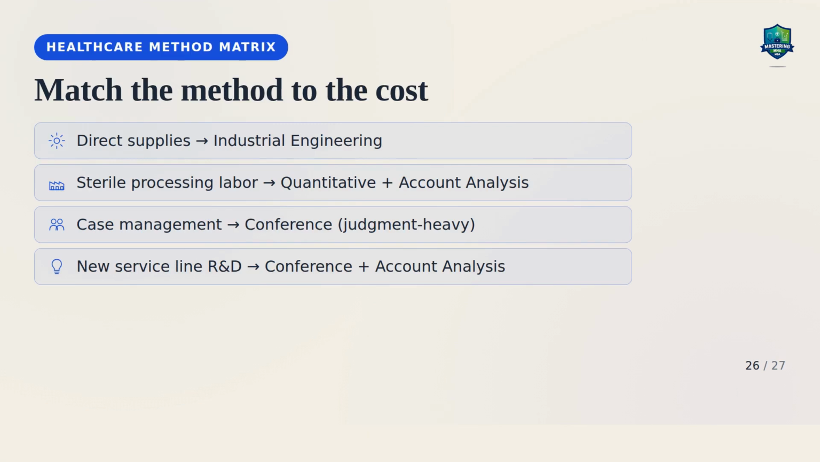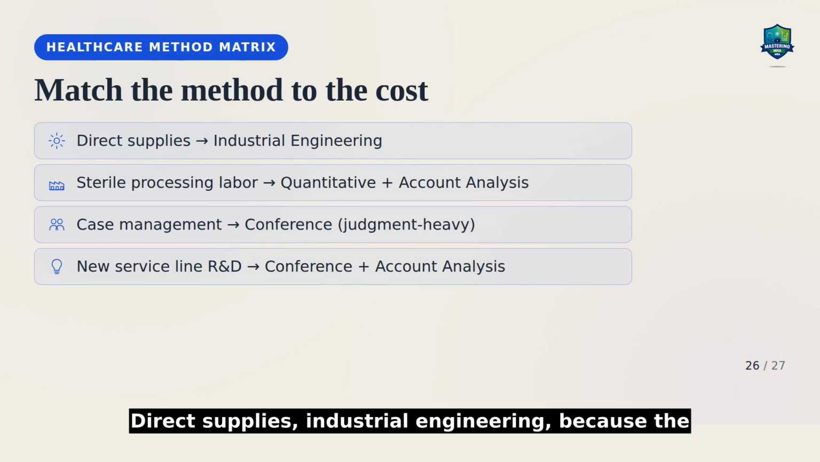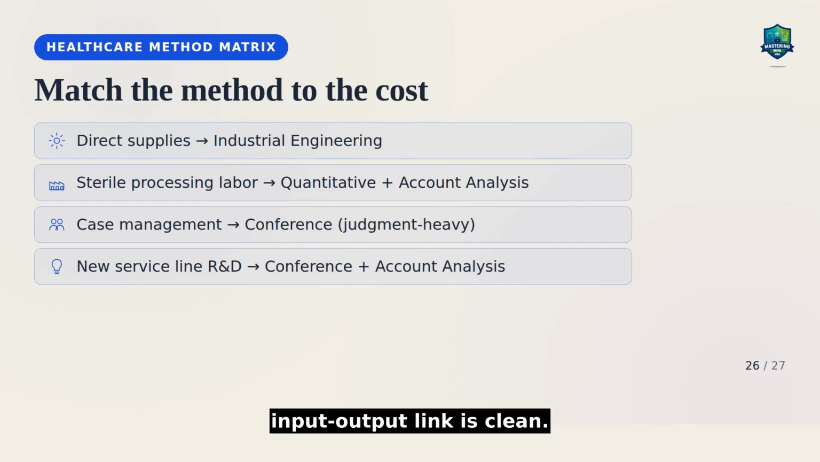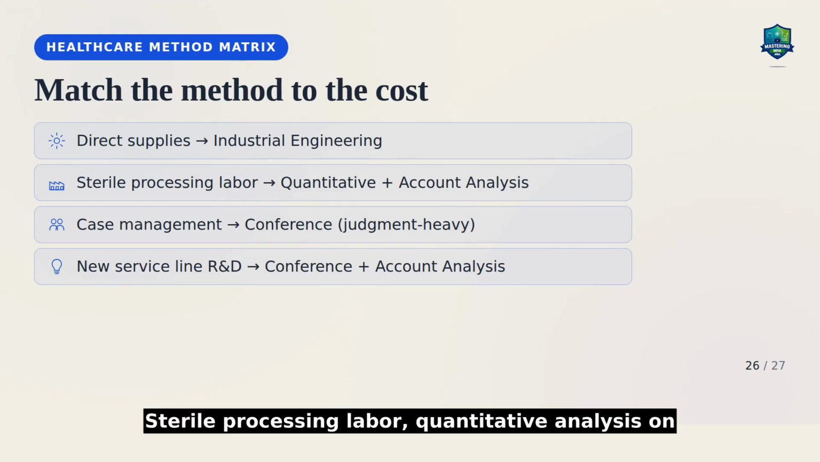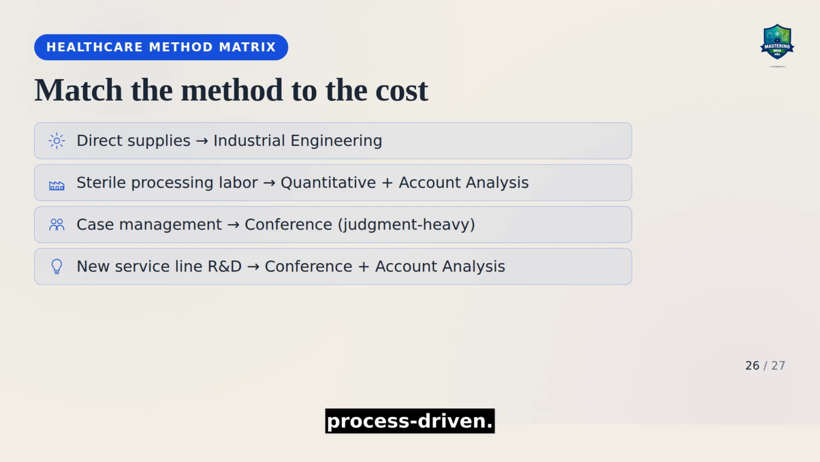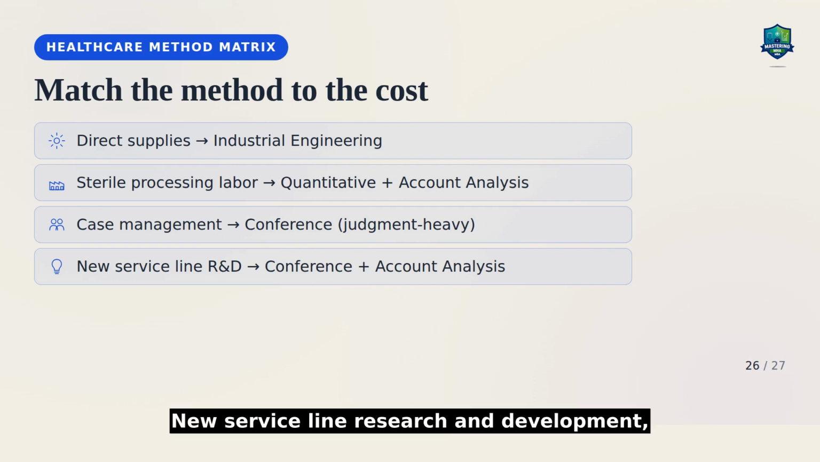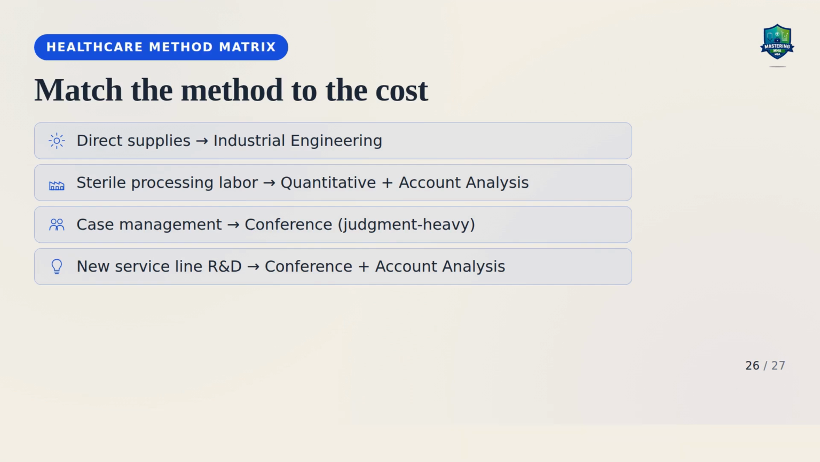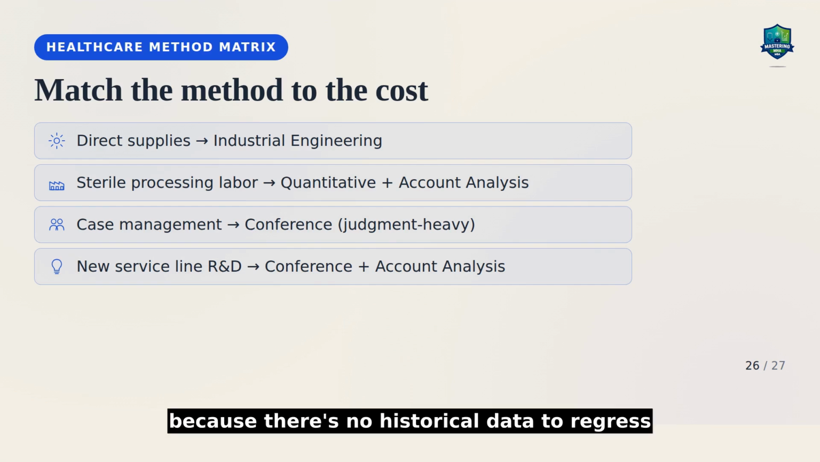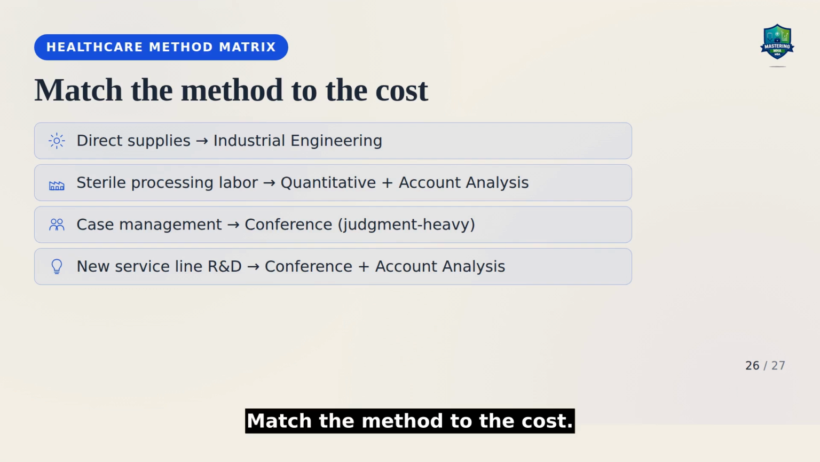A practical synthesis for the MBA context. Direct supplies: industrial engineering, because the input-output link is clean. Sterile processing labor: quantitative analysis on case data with account analysis as a sanity check. Case management or care coordination labor: conference method, because the work is judgment heavy and process driven. New service line research and development: almost always conference plus account analysis, because there's no historical data to regress against. Match the method to the cost.